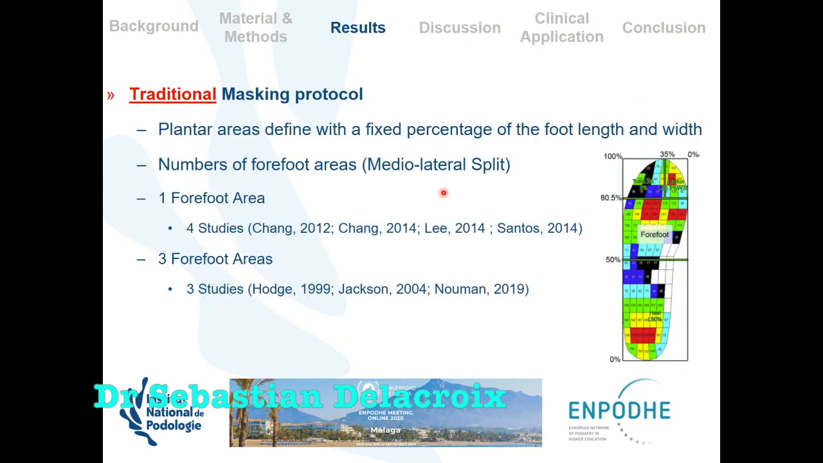For the masking protocol, studies used a traditional or classical masking protocol. It's a protocol where the plantar areas are defined with a fixed percentage of the foot length or width. Different levels of traditional masking protocol were used in these studies. It depends on the number of forefoot areas defined, and especially the medial-lateral split of the forefoot. So, some studies used only one forefoot area, and 3 studies used 3 forefoot areas.